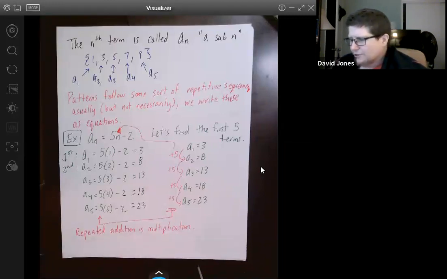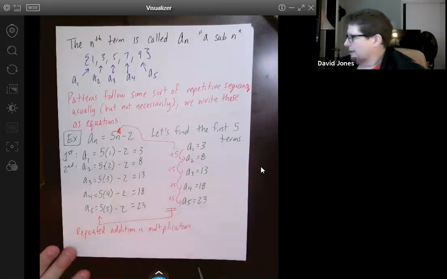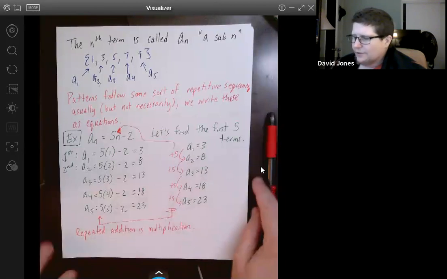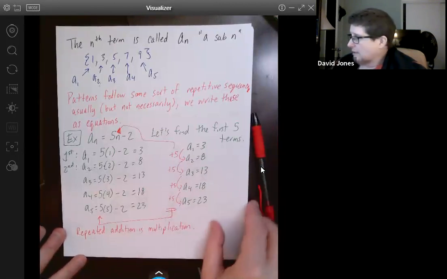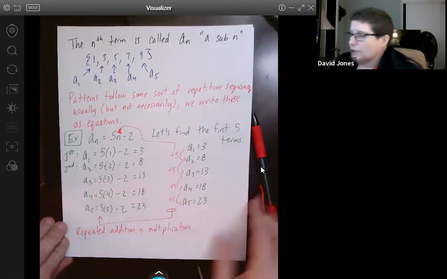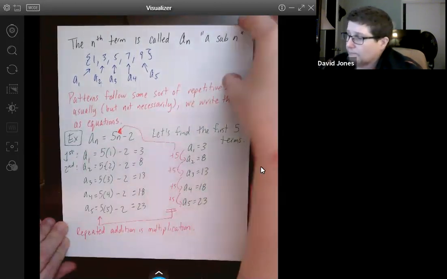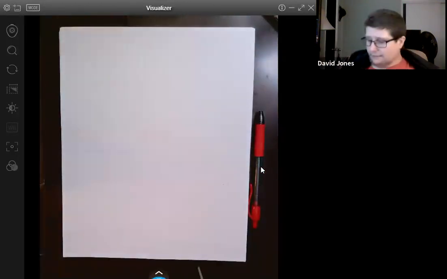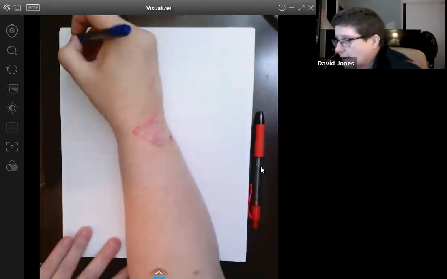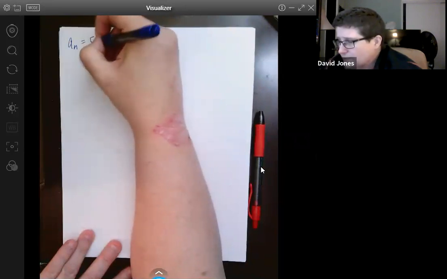Now notice the first term here didn't start with 1. N equals 1 did not give us the first term of 1. So I could rewrite this another way. I'm going to show you right now. Pause this if you need it up longer. We're going to use this formula again right now, though. So I'll rewrite that down real quick. A sub n equals 5n minus 2.